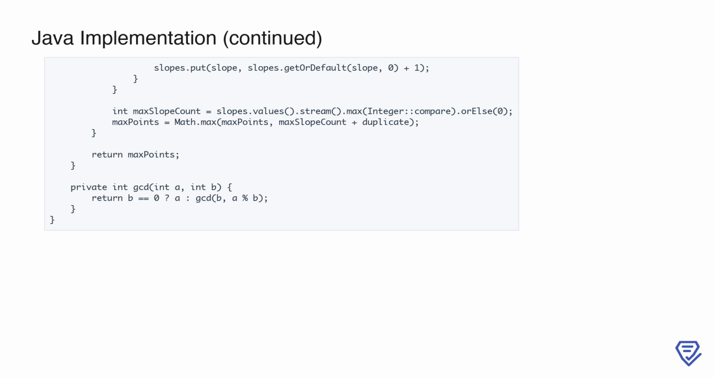After iterating through all pairs of points, the method returns maxPoints, which represents the maximum number of points that lie on a single straight line. Finally, we include a helper method, GCD, to calculate the greatest common divisor using the Euclidean algorithm. This method ensures that slopes are normalized effectively, making the solution both accurate and efficient.